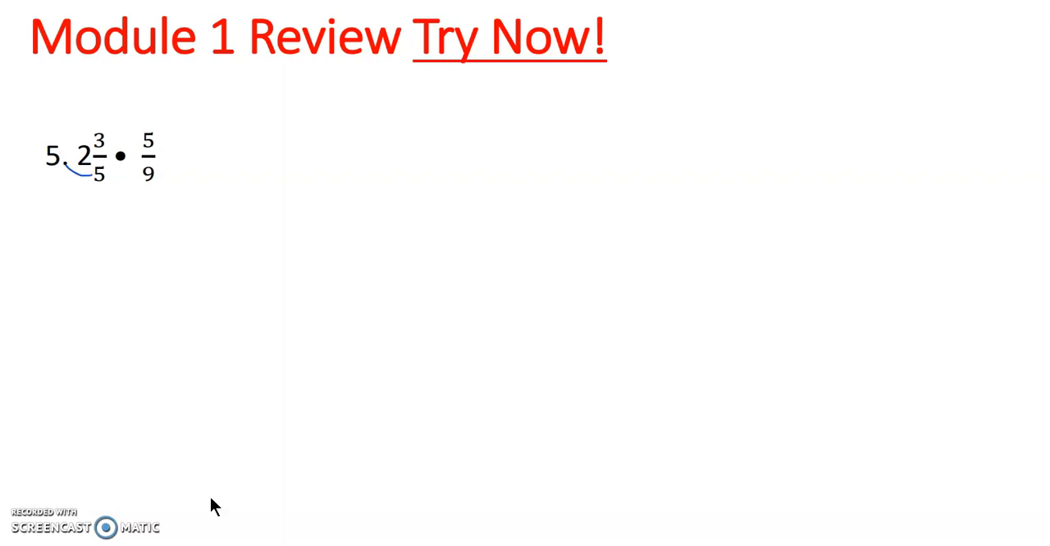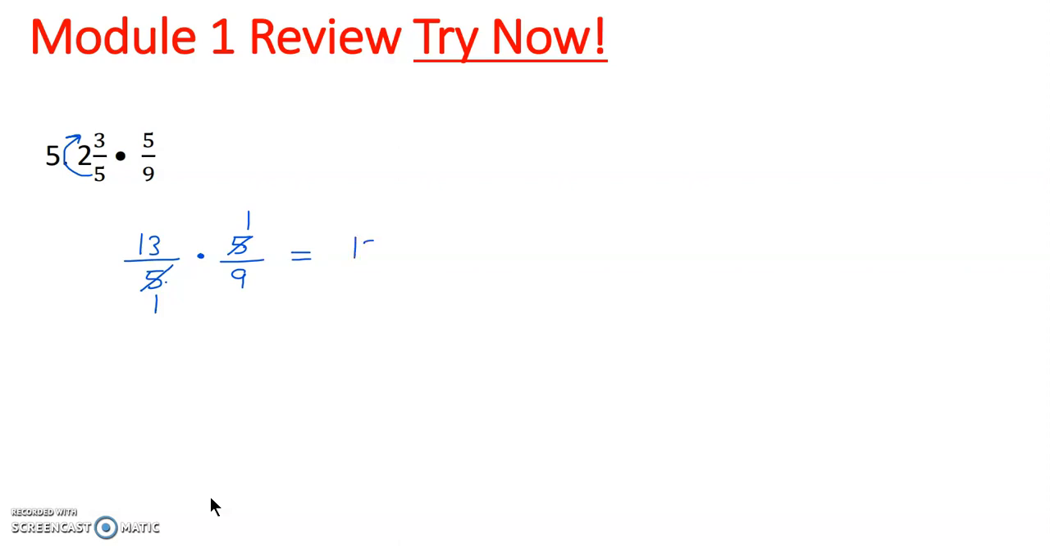All right, let's take a look. We're going to change this to an improper fraction. 5 times 2 is 10, plus 3 is 13 over 5, multiplied by 5 over 9. We don't care that the denominators are different. We're going to look to cross reduce. We have a 5 and a 5, so those two are going to cancel each other. We divide them both by 5. 13 and 9, there's nothing there, so we can go ahead and multiply now.